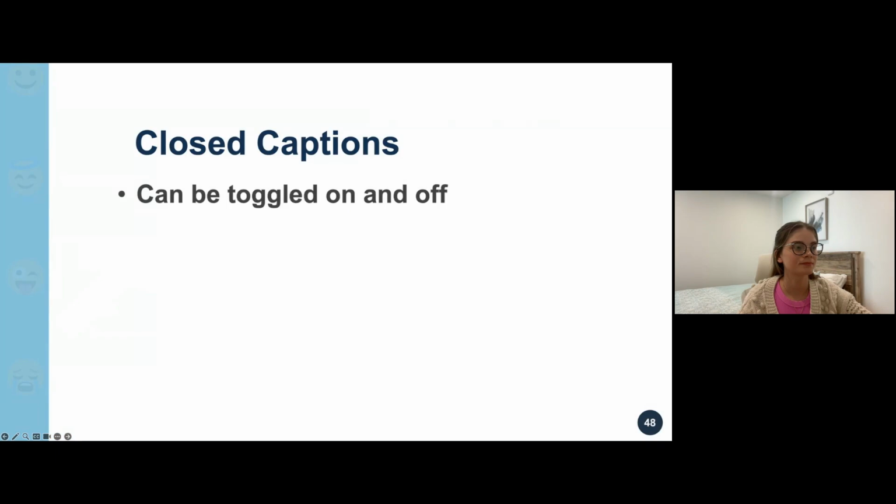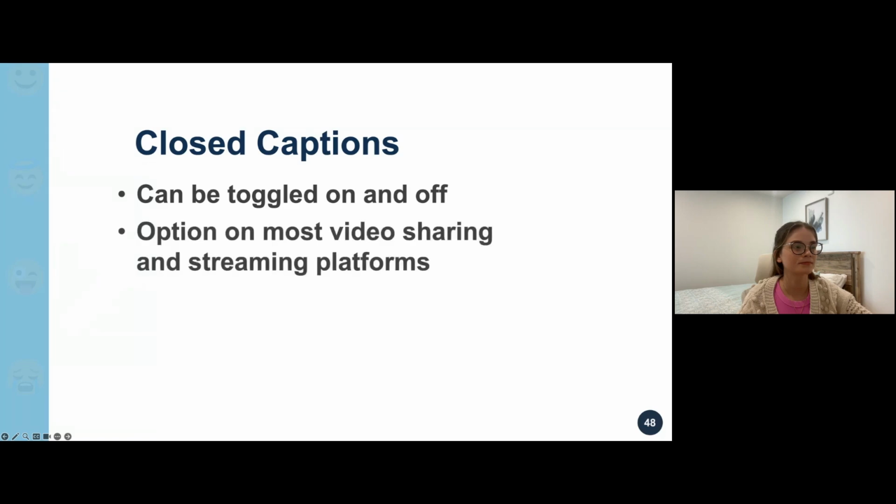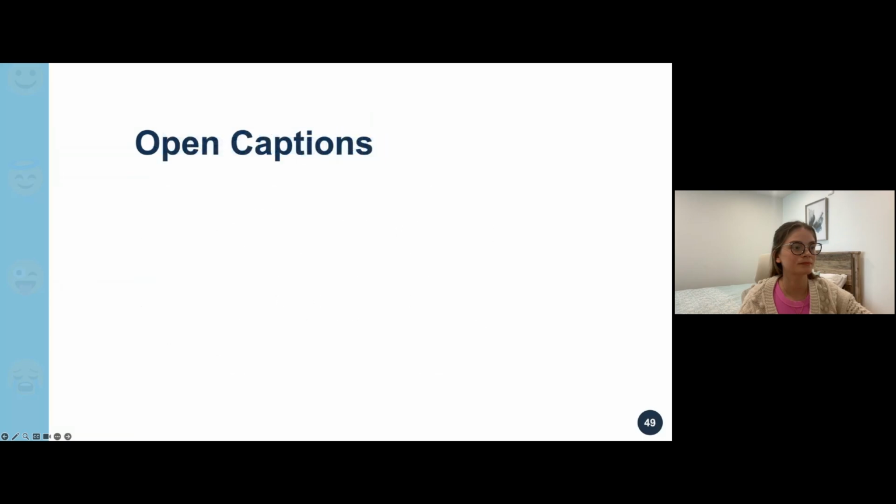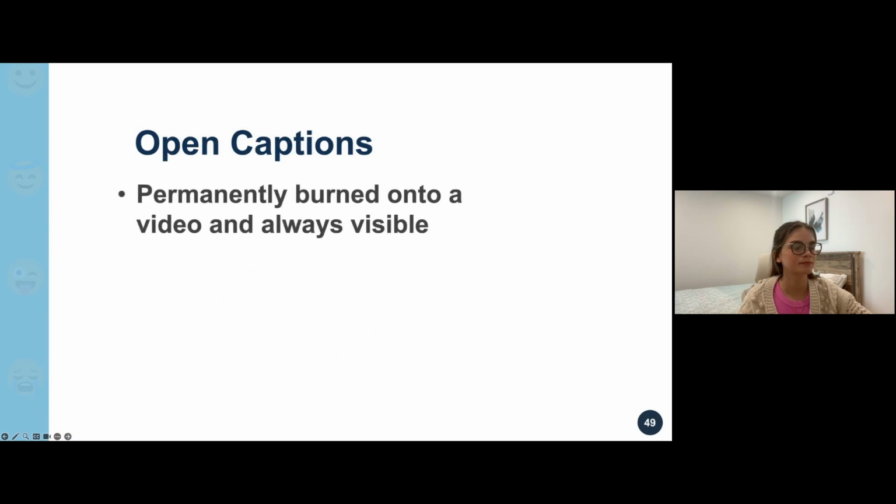Closed captions can be toggled on and off based on the preferences of the viewer and are typically an option on platforms like Netflix and YouTube. They can usually be moved and adjusted to adapt to different screen sizes and orientations as well. Open captions, on the other hand, are permanently burned onto a video and always visible. They're also referred to as embedded or burned captions.